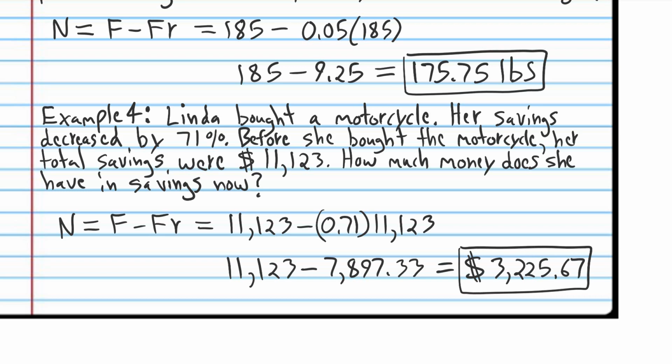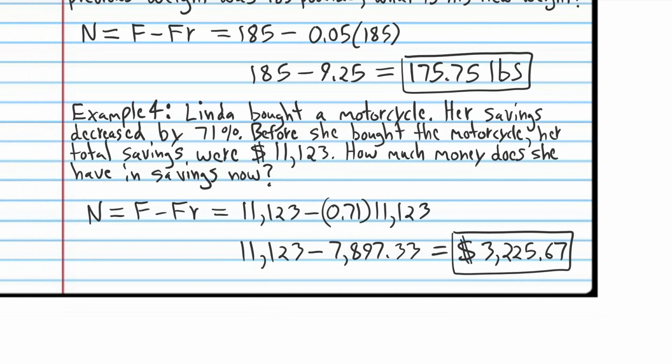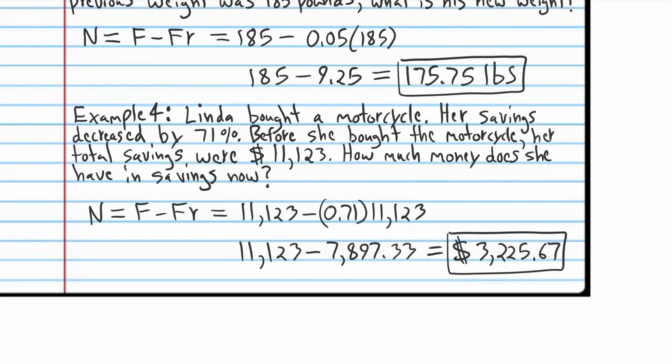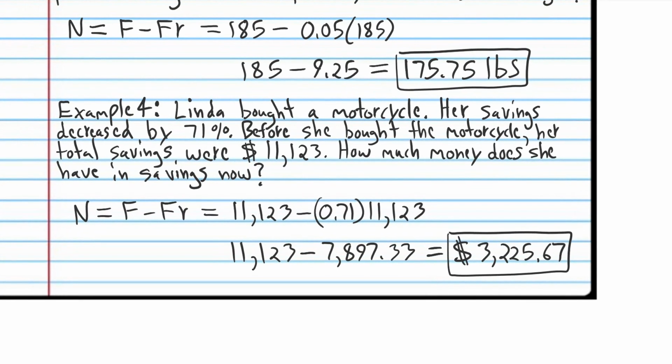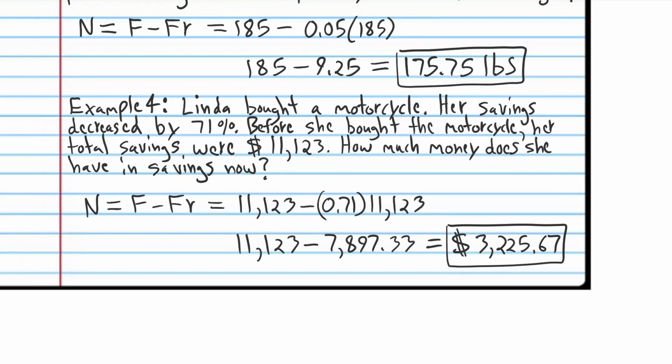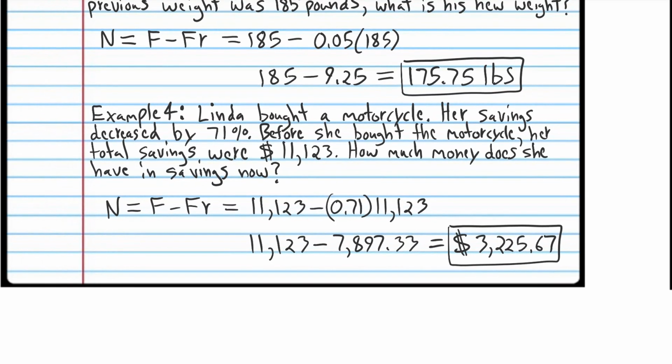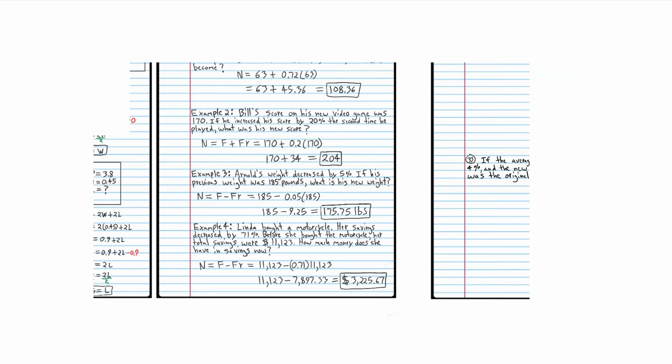So she spent quite a bit of money. It looks like she spent about $7,000 or $8,000 on that motorcycle. That's typically what motorcycles cost if you buy an affordable one. But they can go all the way up to $20,000 or even $50,000 if you buy a really nice one. All right, so if you got that answer, good job. So now we've reviewed percent change.